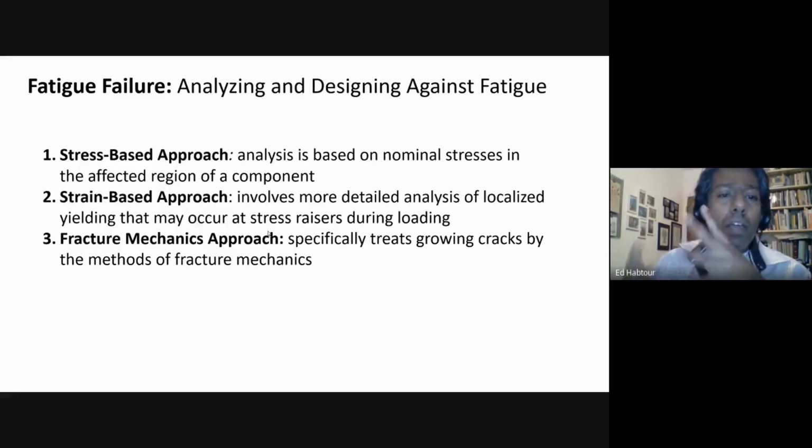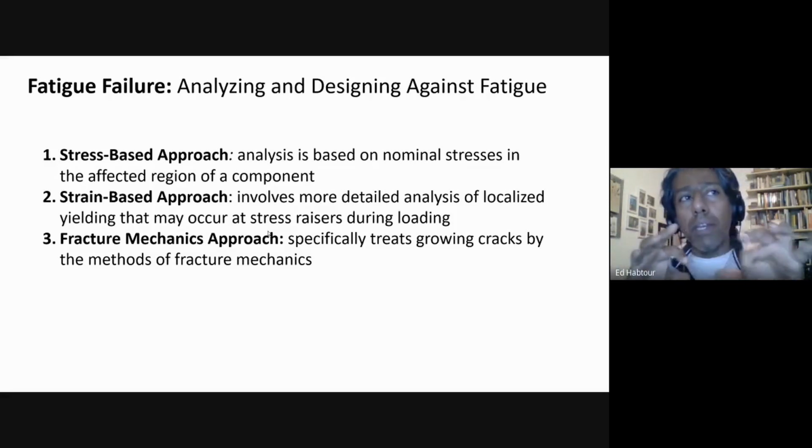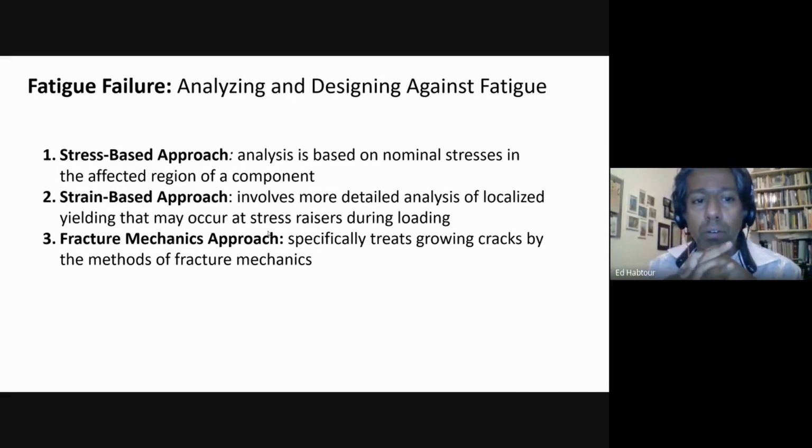In terms of analyzing against fatigue or reducing the progression of fatigue, in general, there are three approaches: stress-based, strain-based, and fracture mechanics-based. In this lecture, I'm going to cover the stress-based and the strain-based. And I'm hoping that in the next lectures, they'll cover the fracture mechanics aspect of it.